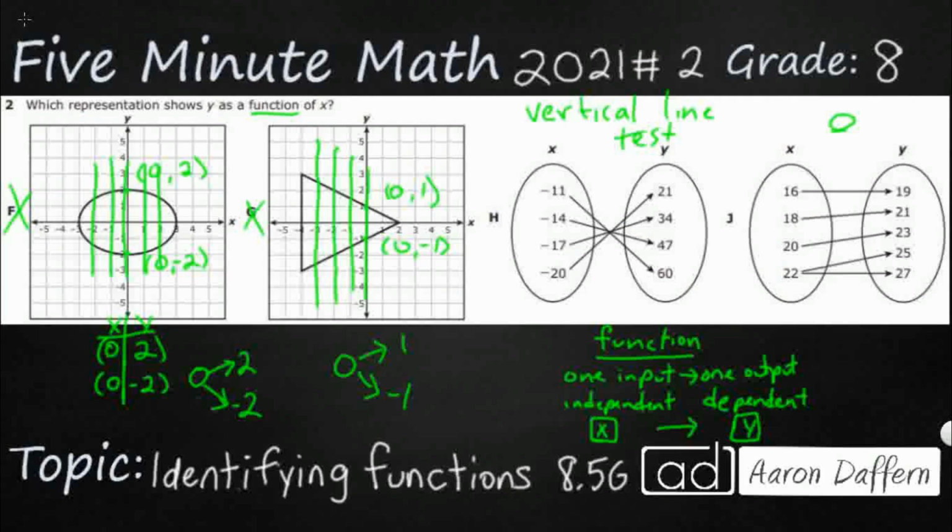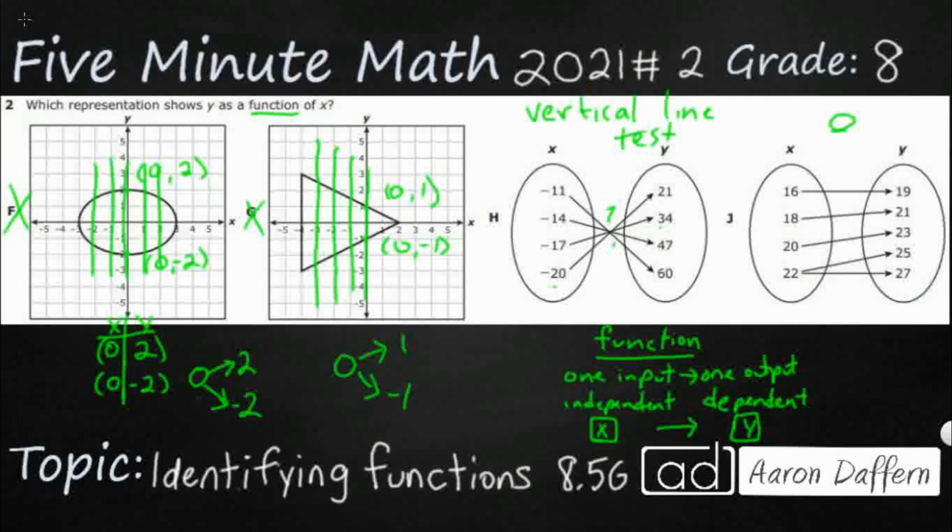So we've got mappings for H and J, but we don't necessarily need a graph. We're just looking at our x's, right? So I've got -11 matching with 60, -14 matching with 47, -17 matching with 37, -20 matching with 20. It doesn't matter that they're crossing in the middle. This makes no difference at all. Each of these has one x leading to one y. So H is looking good.